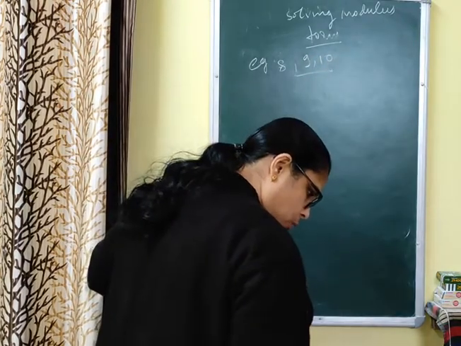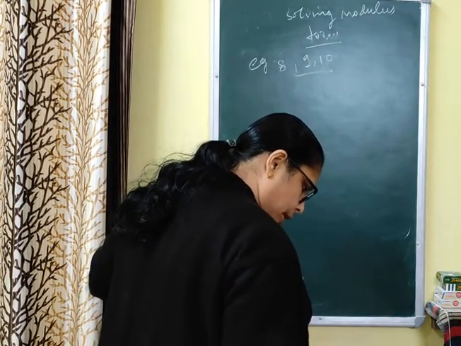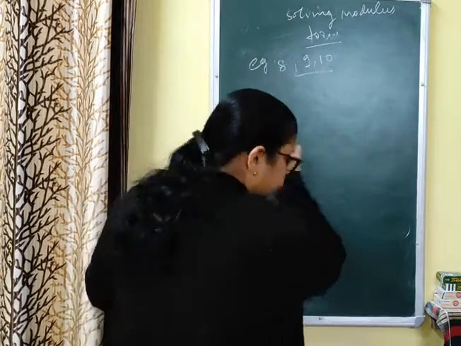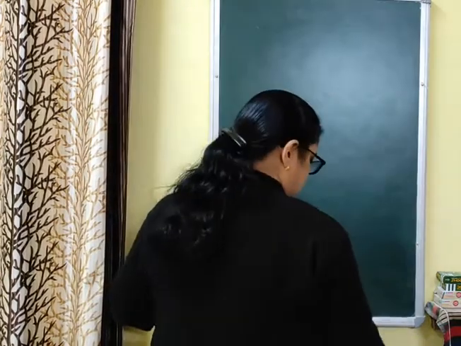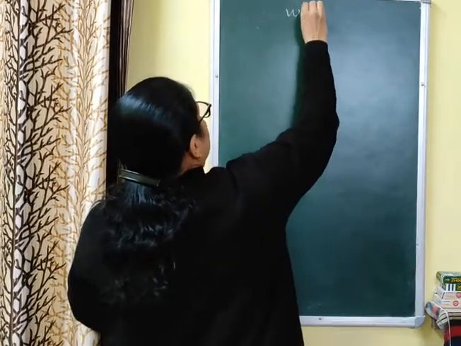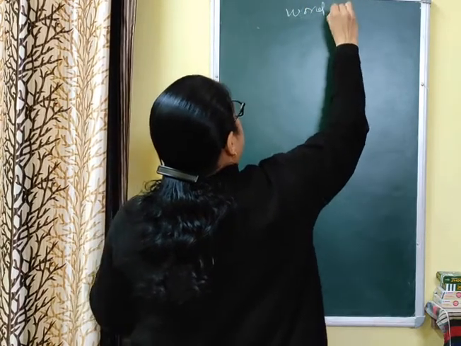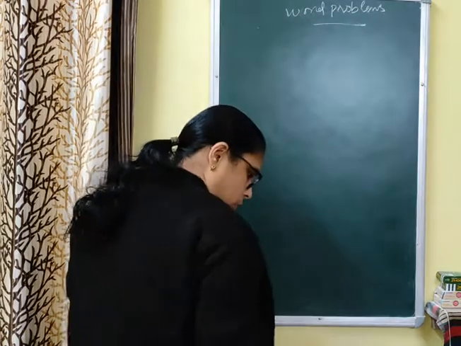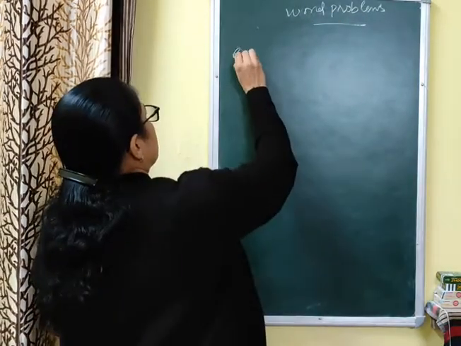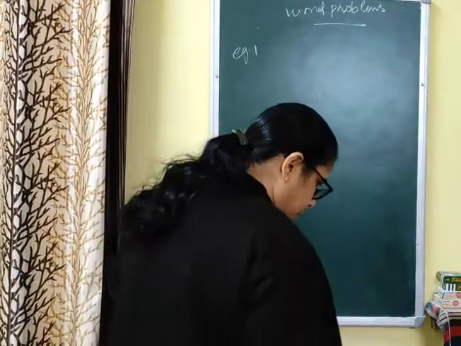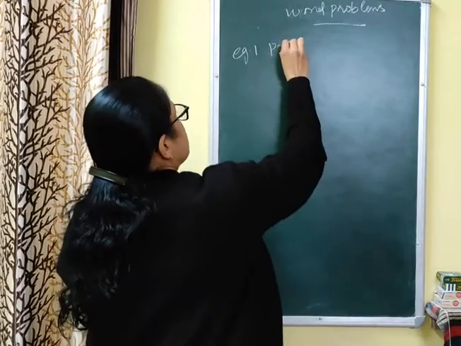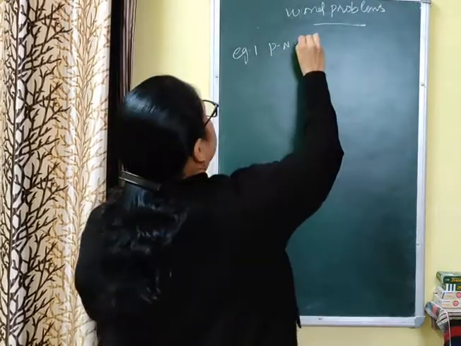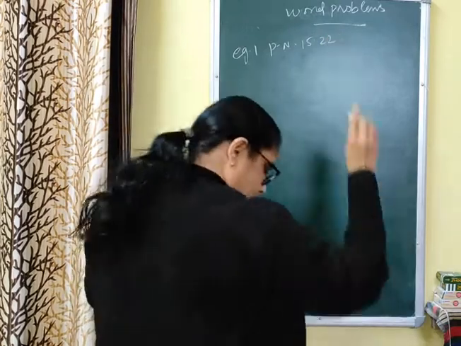Now let us go to the next type, word problems of linear inequalities. After that, one more type is remaining, that is graphical form, which we will study later. Word problems based on linear inequalities. I am doing example 1. Question, I am reading, page number 15.22.